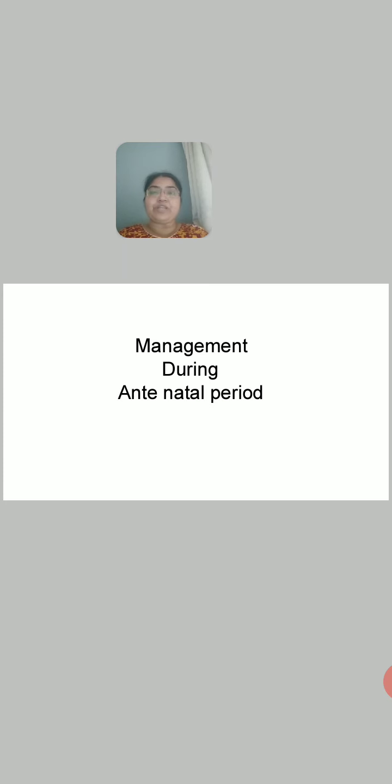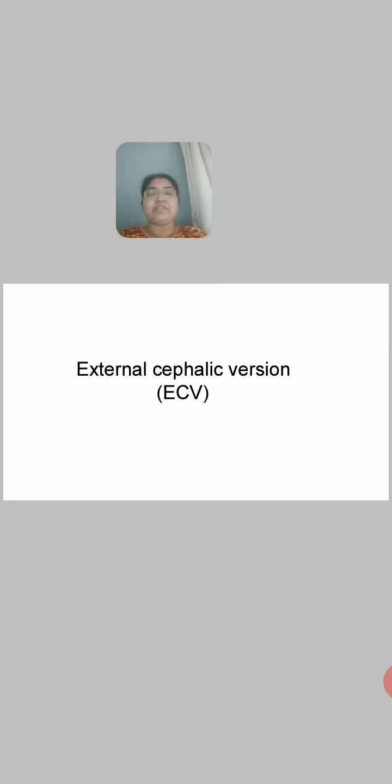When you get the patient during pregnancy and by clinical examination or ultrasonography breech presentation is detected, then what should be the management? First of all, efforts are made to correct the malpresentation. Efforts are made to turn the presentation from breech to vertex. That process is called external cephalic version, ECV.